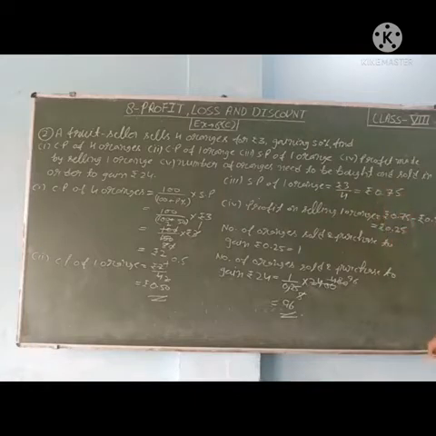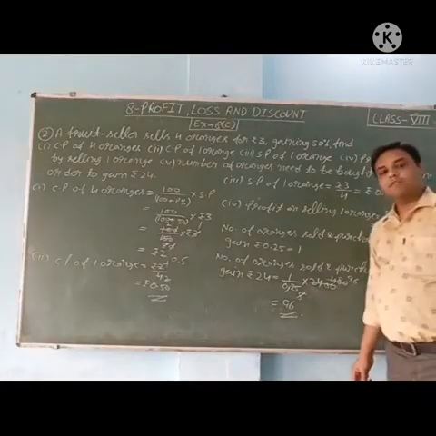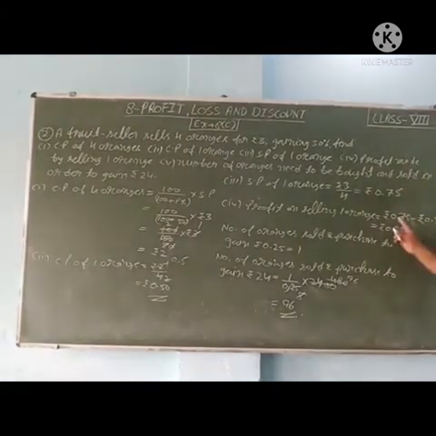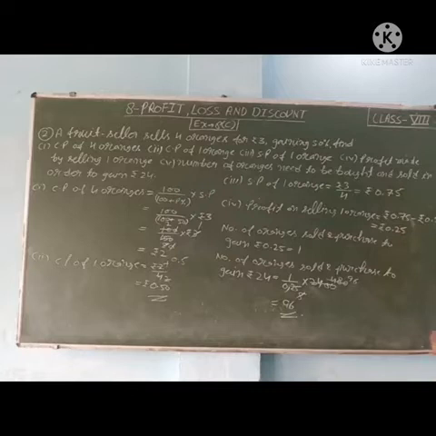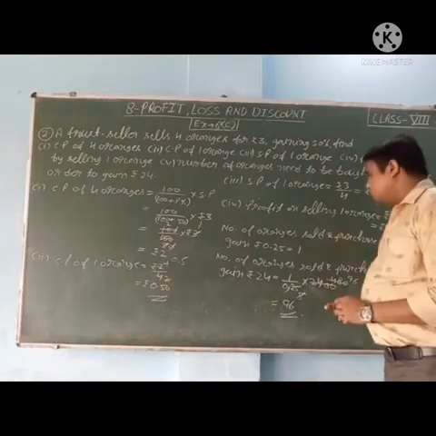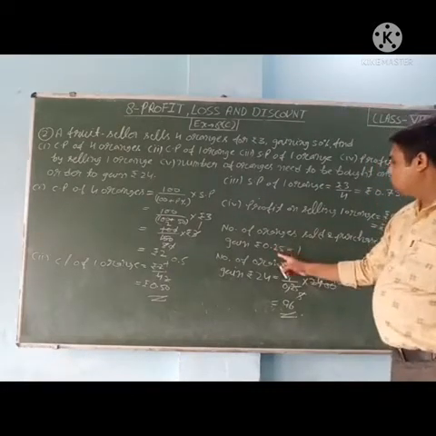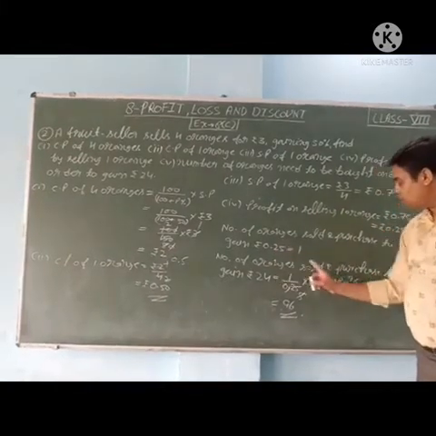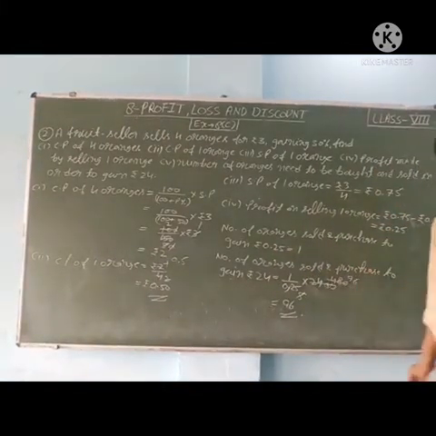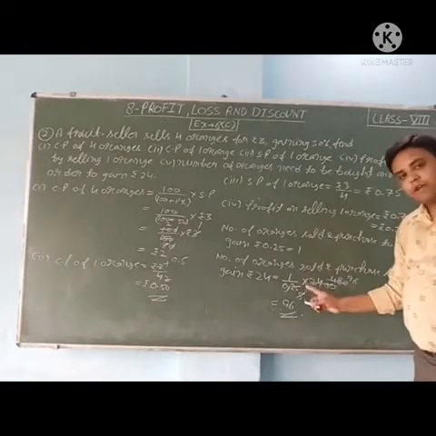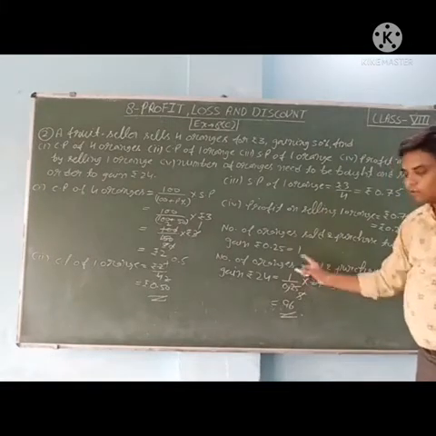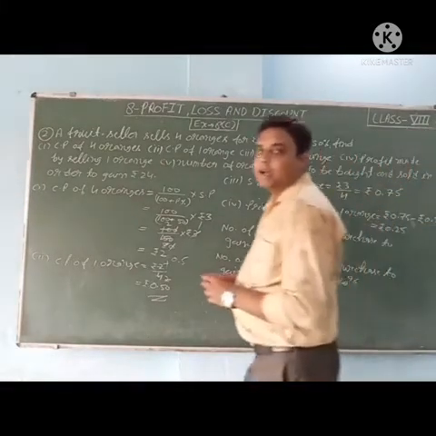Then in the next part, profit on selling 1 orange. So SP minus CP is coming 0.25. So number of oranges sold and purchased to gain rupees 0.25 is 1 orange. So number of oranges sold and purchased to gain rupees 24: 1 upon 0.25 multiplied by 24. After solving this, we are getting 96.